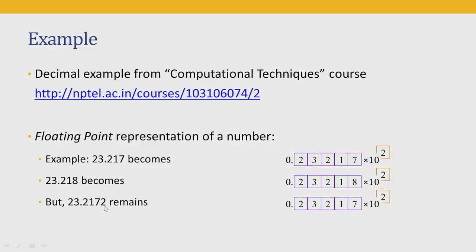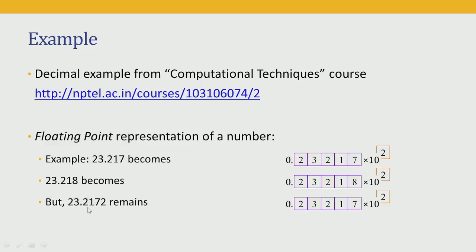So, what if we had a number of the form 23.2172? The problem is that the number 23.2172 cannot be represented with 5 digits of what is known as mantissa and 1 digit exponent. The reason is that the number will be represented as 0.23217 multiplied by 10 to the power 2. There is no space to store this trailing digit. Okay. As a result, this number and this particular number have the exact same representation.